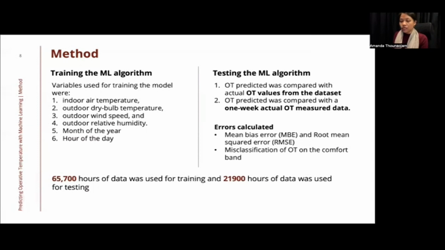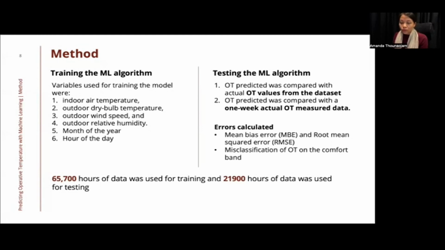So like I mentioned, EnergyPlus simulation was used to simulate 10 different scenarios. Using these 10 different scenarios and the data from it, 75% of the data was used for training and 25% of the data was used for testing. For testing, two steps were carried out. In the first step of testing, the operative temperature that was predicted by the machine learning algorithm was compared with the actual operative temperature values from the data set. In the second step of testing, the one week of early data of the globe temperature, air temperature, and airspeed, which was collected, was used to calculate operative temperature and then compared with the predicted operative temperature.